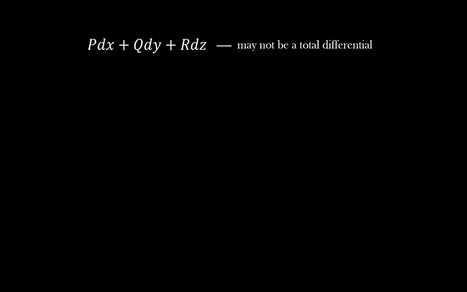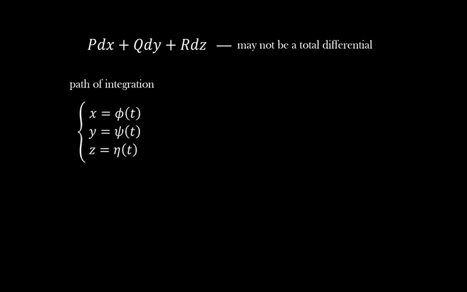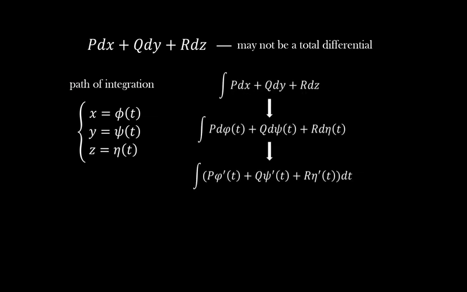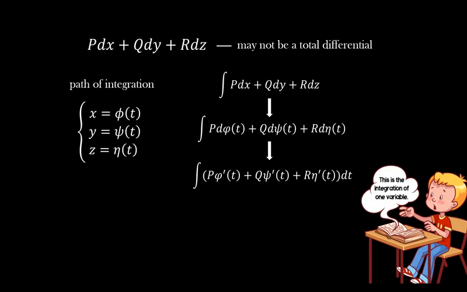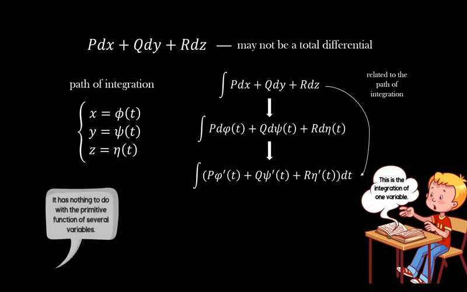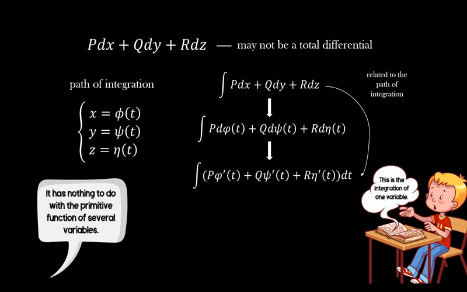If it isn't a total differential, there would not exist a primitive function of 3 variables. The so-called path of integration is no more than this, the essence of which is to transform the function of 3 variables into the function of 1 variable. Therefore, these formulas transform a non-integrable integral of 3 variables into an integrable definite integral of 1 variable. Obviously, different relations of x, y, z can result in different numbers. This is the inherent reason why the integral is related to the path of integration, which has nothing to do with the primitive function of several variables.